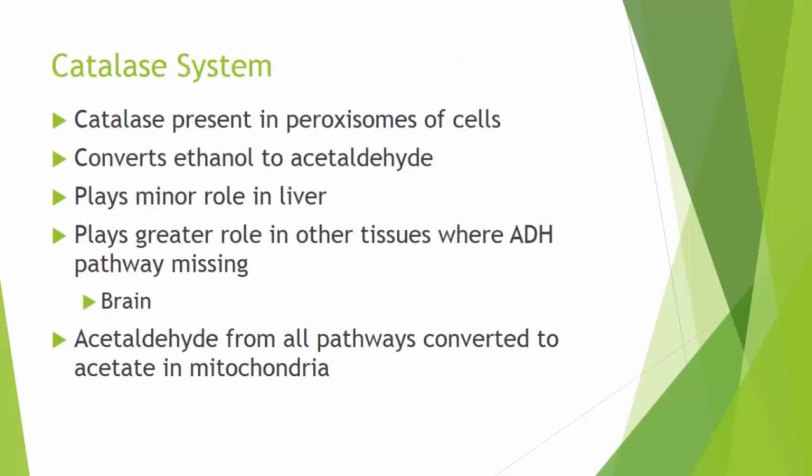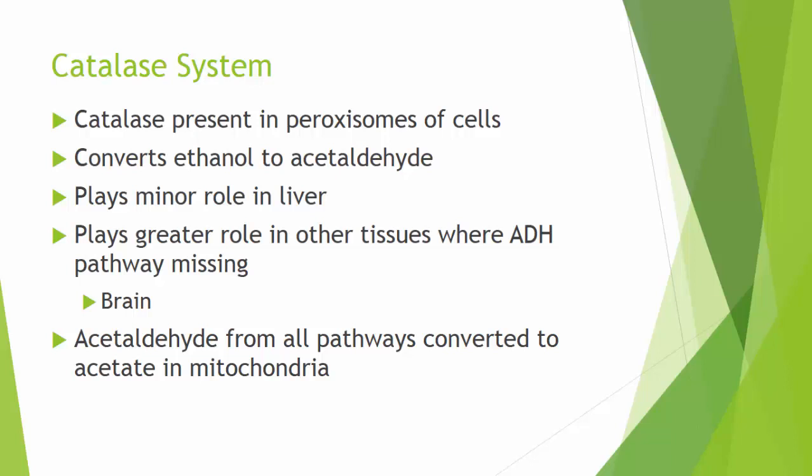The catalase system is present in peroxisomes of cells. It can convert ethanol to acetaldehyde, but in the liver it plays a minor role. It plays a much more substantial role in tissues and cells where there's no ADH, like the brain and nervous system. So when ethanol reaches the brain and nervous system, the catalase system can take some of that ethanol and get rid of it.